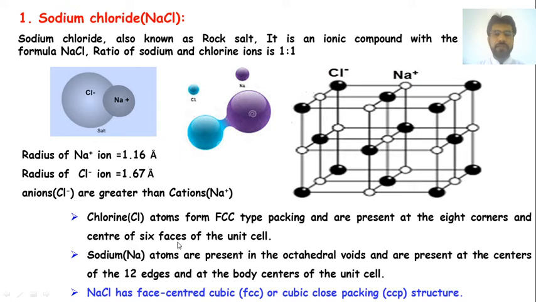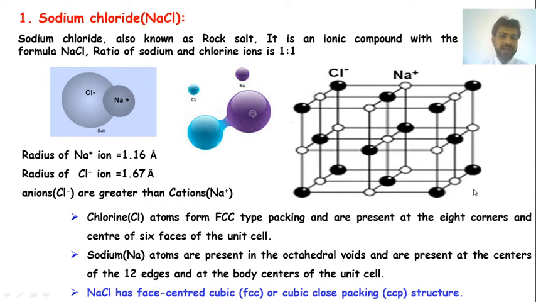While the sodium atoms are smaller in size as compared to the chlorine atoms, so the sodium atoms are present in the octahedral voids. They are present at the center of the 12 edges and one atom is at the body center of the unit cell. The unit cell has 12 edges, so a sodium atom is present at the center of every edge of this unit cell.